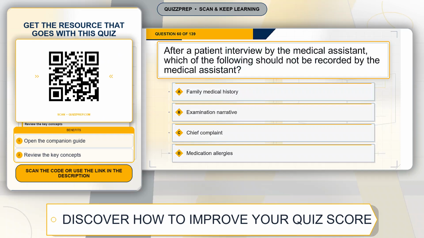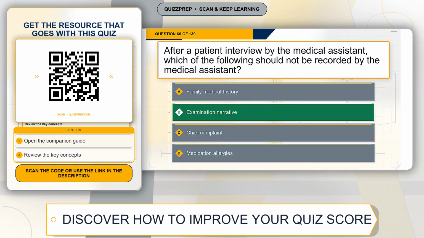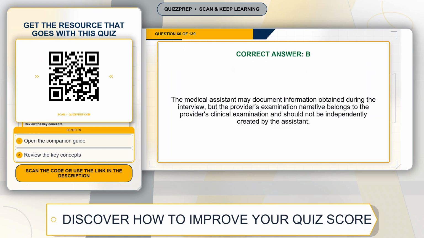Question 60. After a patient interview by the medical assistant, which of the following should not be recorded by the medical assistant? Option A, family medical history. Option B, examination narrative. Option C, chief complaint. Option D, medication allergies. The correct answer is option B, examination narrative. Explanation. The medical assistant may document information obtained during the interview, but the provider's examination narrative belongs to the provider's clinical examination and should not be independently created by the assistant.